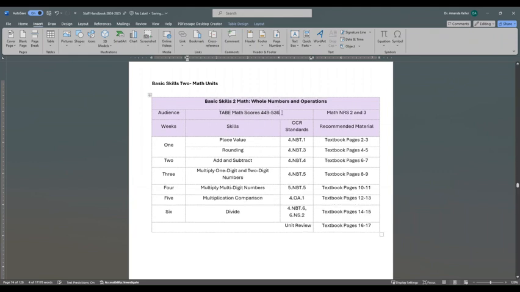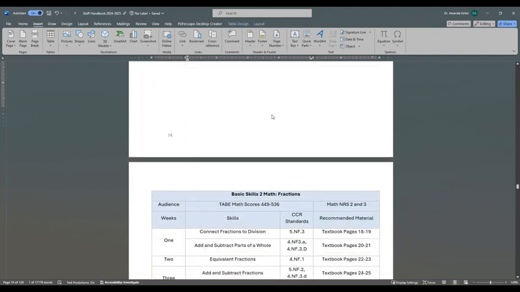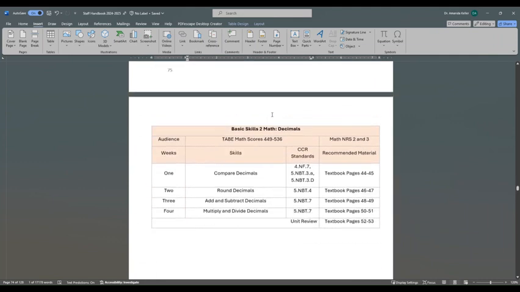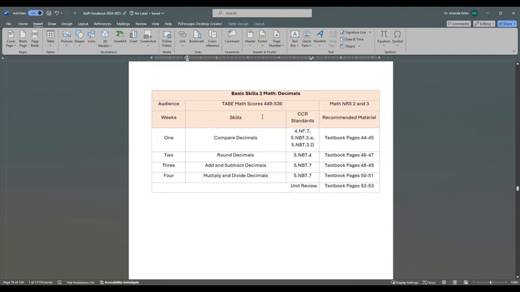Notice that 536 is one of them. Remember that a 537 is passing the HiSET. So this is getting you in the neighborhood. You could also talk about fractions and decimals, especially decimals as base 10 skills. So if you know that your students need decimals, here is the 4-week unit to cover that. And these are based on 2-hour class blocks with a break.